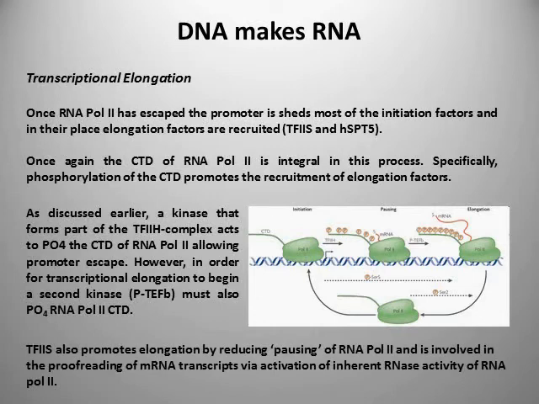I just want to say a little bit about TFIIS, this transcription factor that's recruited once elongation begins. This is interesting because TFIIS is also involved, as well as reducing this pausing, this stalling effect which goes on early in transcription, in the proofreading of mRNA transcripts. And it does this by activating an inherent RNase activity within RNA polymerase II. So it gives RNA polymerase II the ability to spot errors, cleave that misincorporated ribonucleotide away from the growing mRNA and replace it with the correct nucleotide. So TFIIS is very important for the proofreading mechanism which exists during transcription.